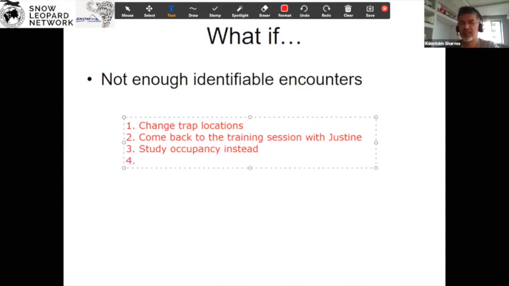Yeah, this is a bit of a confounded question. I mean, there can be multiple connotations from this. Yes, you are very right, Ranjana. If you have encounters, but you can't identify individuals in a majority of them, maybe a better alternative would be to use occupancy analysis with the same data. Very, very good suggestion indeed.